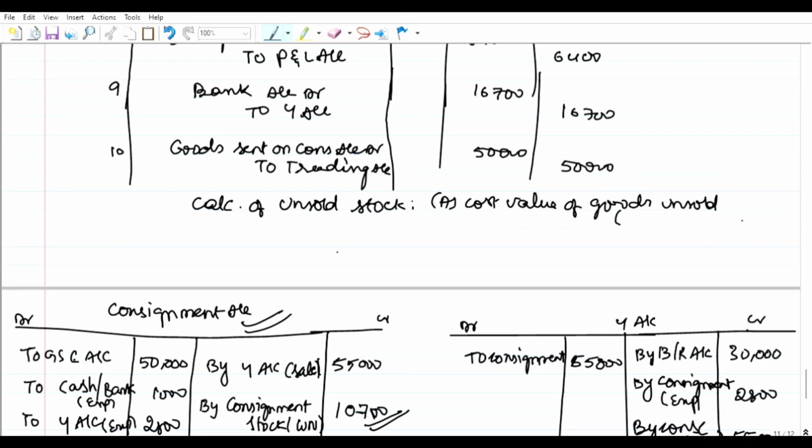Here in this case, 4/5 of the goods have been sold by the consignee. That means 1/5 of the goods are unsold, right? Then of the total goods, the 50,000 which we have sent, that would be 10,000 rupees, right?